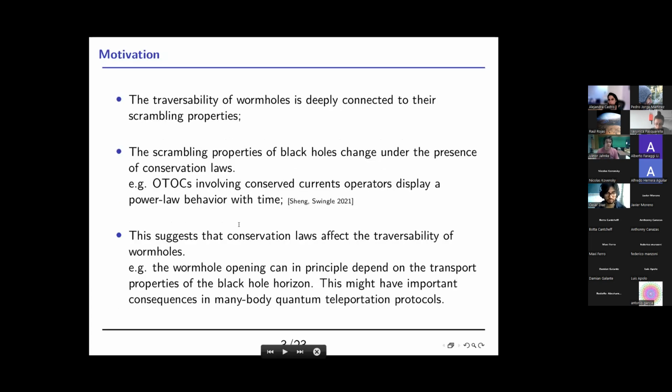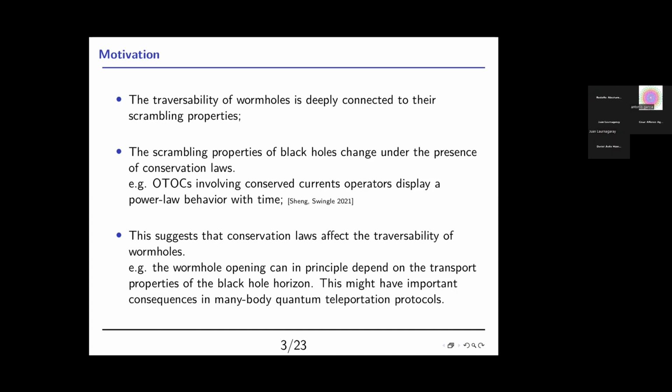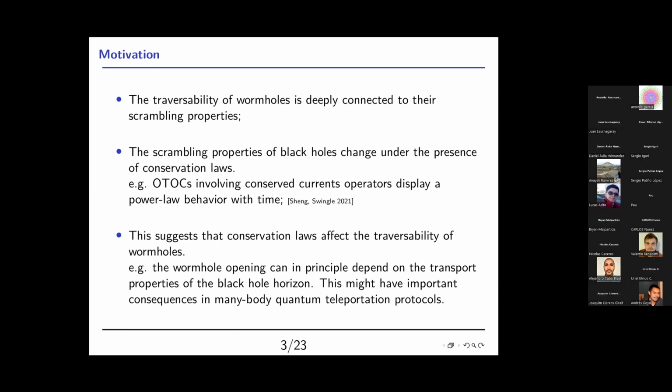The traversability of wormholes is typically connected to their scrambling properties. On the other hand, the scrambling properties of black holes change in the presence of conservation laws. For example, OTOCs, which typically behave exponentially in the case of scalar operators, display a power law behavior with time if they involve conserved current operators. This happens at late times.